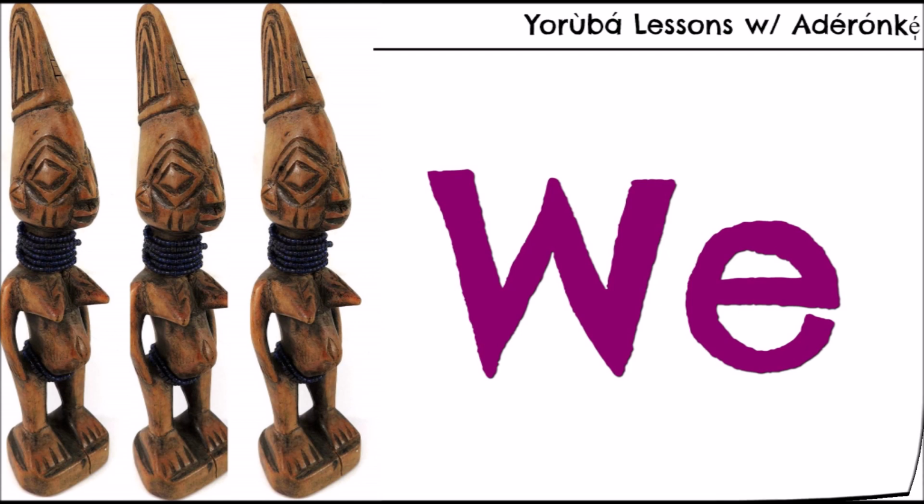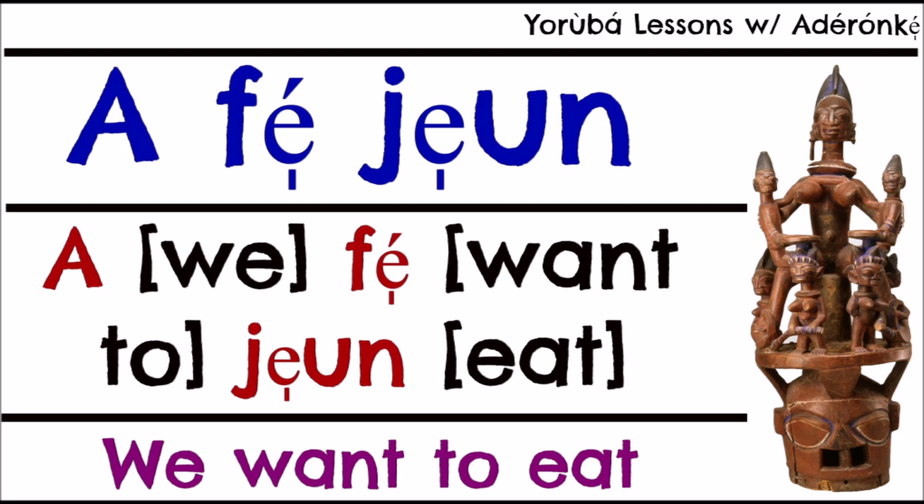We go to the next pronoun, we. So we want to eat. A fẹ́ jẹun. We want to eat. A fẹ́ jẹun. A fẹ́ jẹun. We want to eat. A is we. Again, if you watch my video on pronouns, then you will be pretty clear on these pronouns.